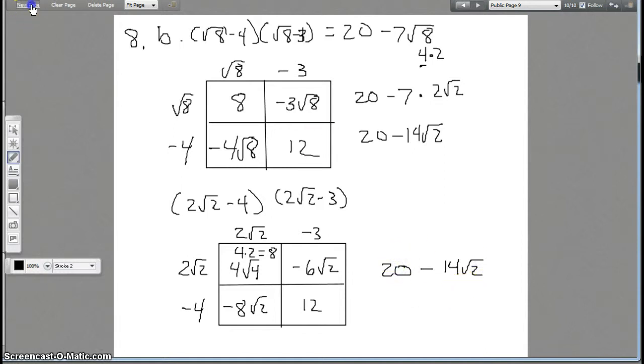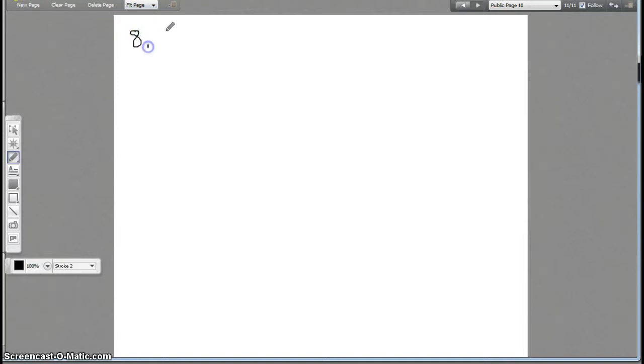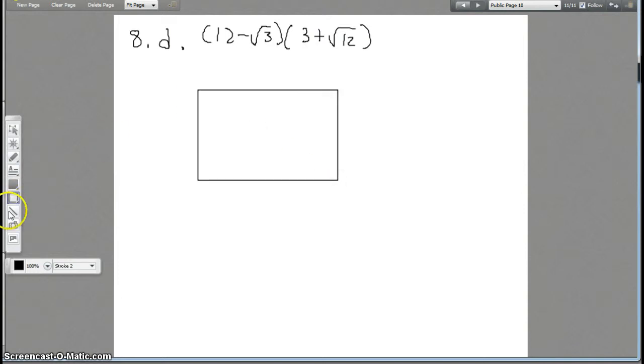Let's do one more problem from number 8. Let's look at number 8 part D. And that is 12 minus root 3 times 3 plus root 12. Again, I'm going to use grid to solve this. Put in my grid lines. Okay, on this left side, I'm going to write 12 minus root 3. Across the top, I'm going to have 3 and root 12.